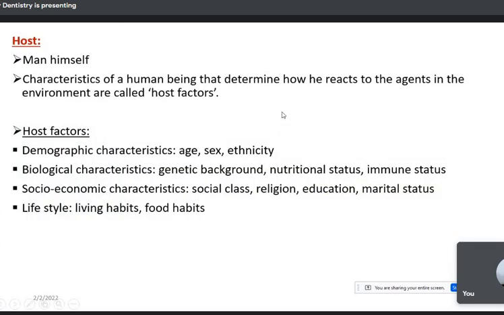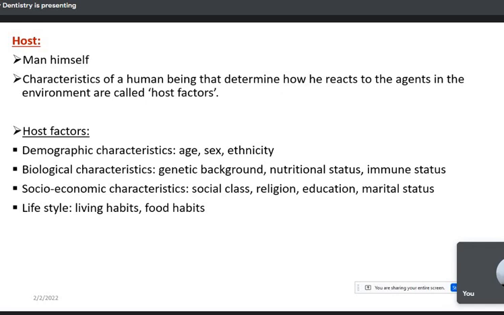So the host is the man himself. The characteristics of the human being that determine how he reacts to the agent in the environment are called host factors. There are different host factors which will predispose the human being to a certain disease. For example, in the demographic characteristics we have the age, the sex, and the ethnicity.